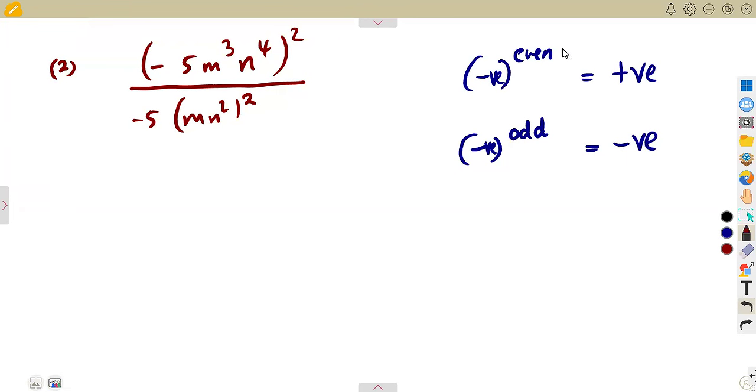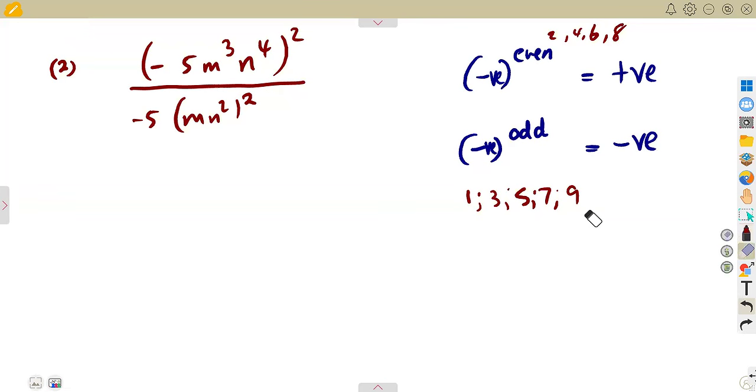The even numbers, we're talking about 2, 4, 6, 8. Remember your even numbers. The odd numbers, when you divide by 2, you get a remainder of 1. We're talking about 1, 3, 5, 7, 9. Those are odd numbers. If you raise a negative to an odd exponent, it remains a negative.